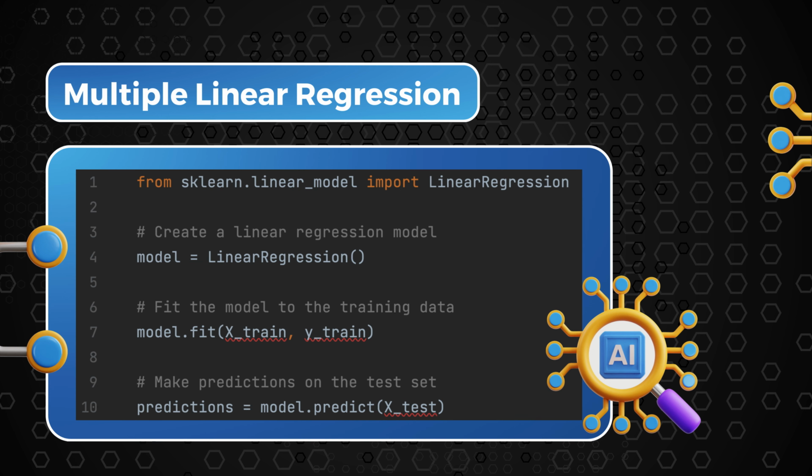Multiple linear regression in Scikit-Learn is an extension of simple linear regression, involving multiple independent variables. That's why the code is very similar to simple linear regression. Multiple linear regression predicts the outcome based on a linear combination of multiple predictors. Here, we can see the code example for multiple linear regression using Scikit-Learn.